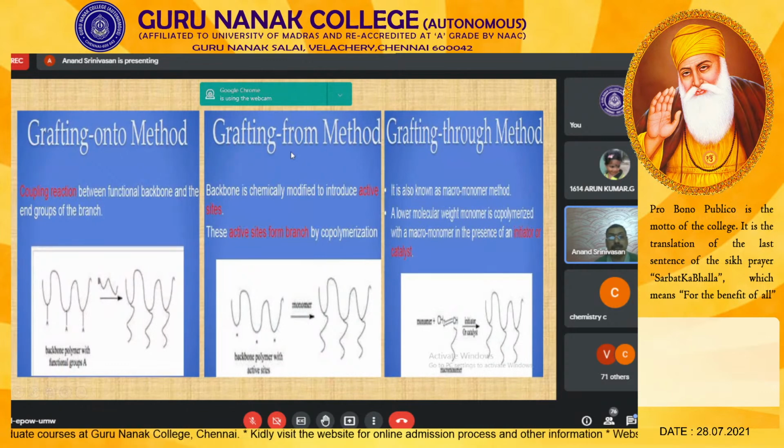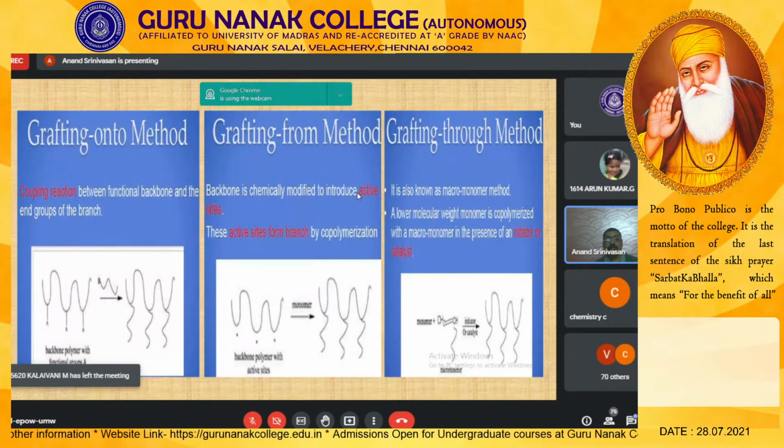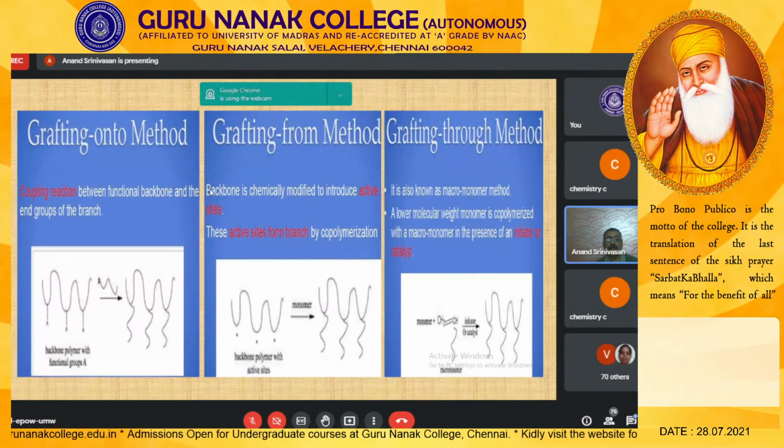Similarly, in the grafting from method, the backbone is chemically modified into active surfaces. So instead of having functional groups at the backbone, you can have active sites at the backbone. By means of this, the active centers can be used as a site for polymerization. The active sites form branches by copolymerization. That is called the grafting from method. And the grafting through method is also known as the macromonomer method, in which a low molecular weight monomer is taken and subjected to polymerization when it is made to interact with a macromonomer.